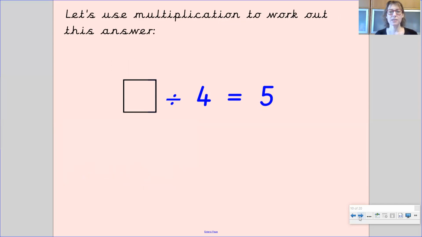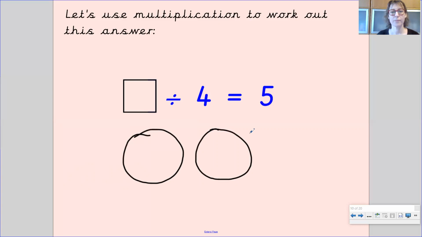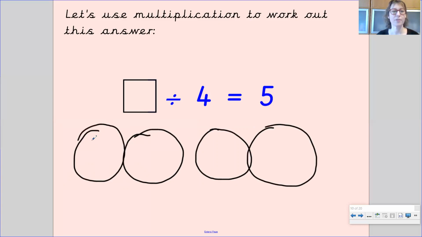Now, this looks like a super scary question, and I'm going to show you why this is not. So this is actually easier than division. We've got a question missing. So we know that we've got to start with the number, we have the total. We put it into number of groups, so 4 groups, 1, 2, 3, 4, and we've got 5 in each group, 1, 2, 3, 4, 5.